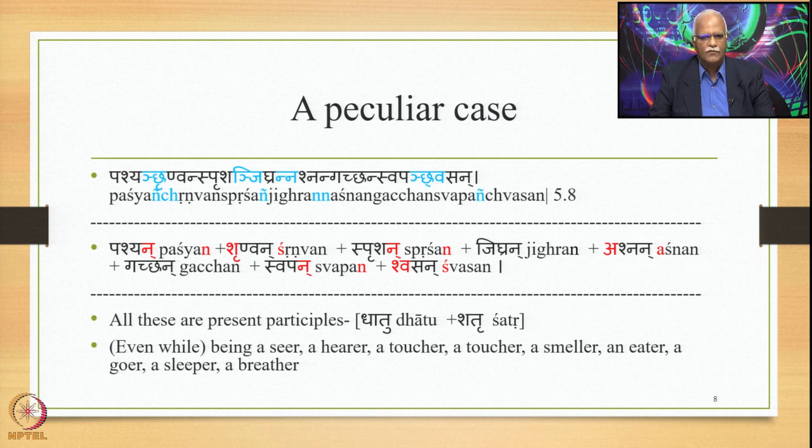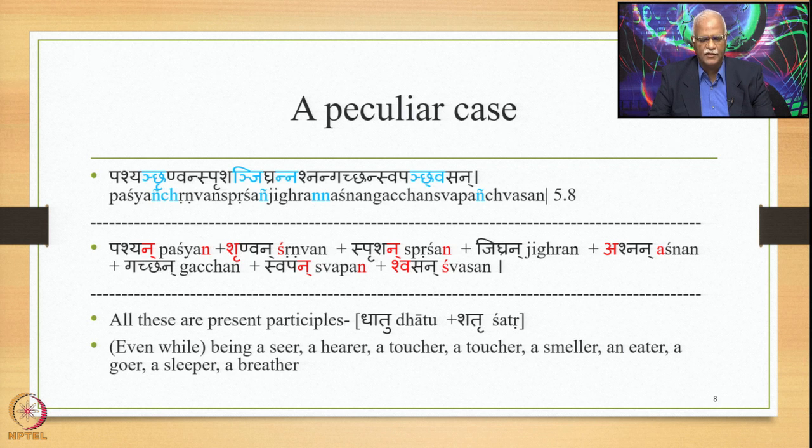So, here we have written down the inputs. The splitting of this particular string would be in this fashion: Pashyan plus Shrunvan plus Sprashan plus Jigran plus Ashnan plus Gachan plus Swapan plus Shvasan. These are the constituents of this particular string.